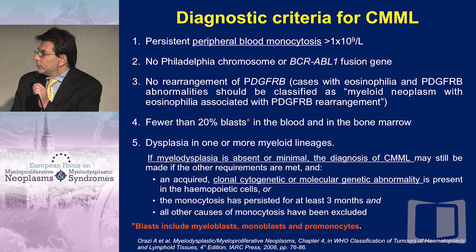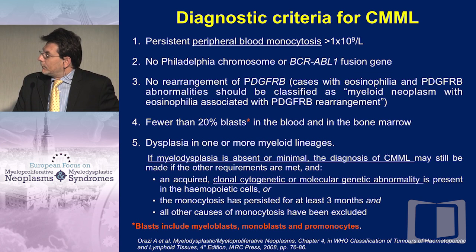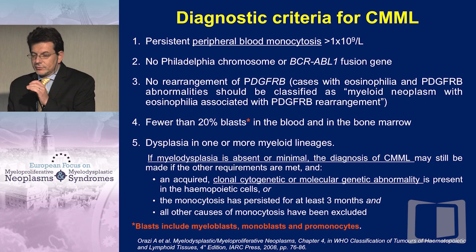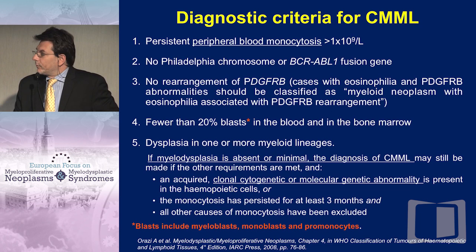With regard to the diagnostic criteria for CMML, these are the ones listed by the WHO. Of course, we have to have peripheral blood absolute monocytosis, which means more than 1,000 circulating monocytes in the peripheral blood, by definition. We have to exclude any molecular rearrangement, such as BCR-ABL or PDGFR-beta rearrangement, which would define different diseases. We have to have less than 20% blasts in the bone marrow and also in the peripheral blood, otherwise we would be dealing with acute leukemia patients, as you know.